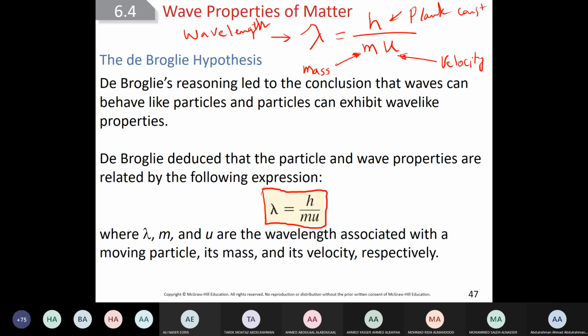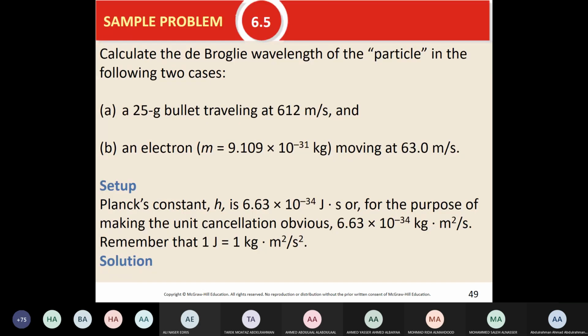Okay, sir. Now we will do it right away. Memorize this equation. We'll solve a problem just right now. Lambda equals h over mu. Let's solve this problem. Calculate the de Broglie wavelength of a particle in two cases. First, if we have a bullet, which is 25 grams, traveling at speed of 612 meters per second, what's lambda? Don't forget, h equals 6.63 times 10 to the power minus 34 joule seconds. All right, tell me what's lambda. I need an answer right away.